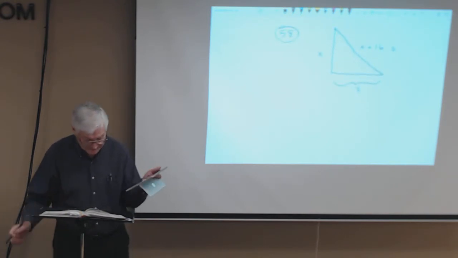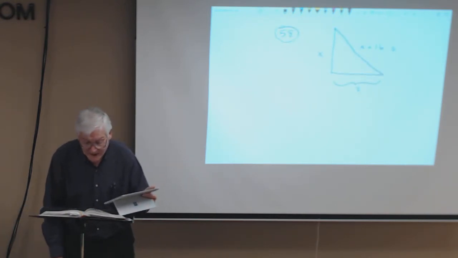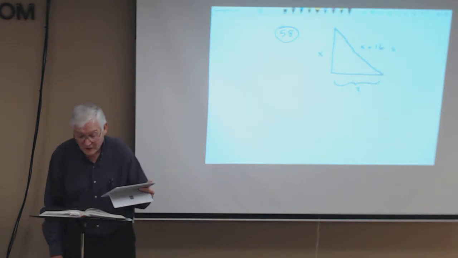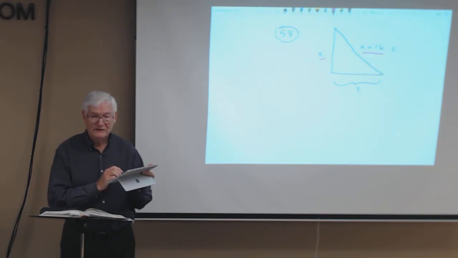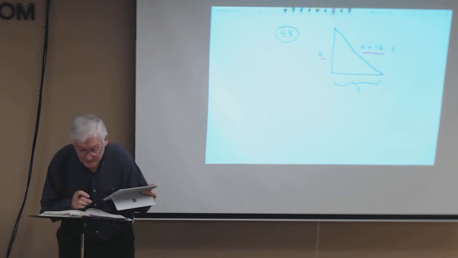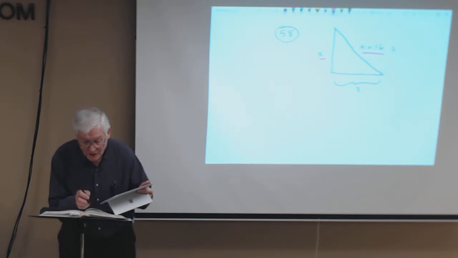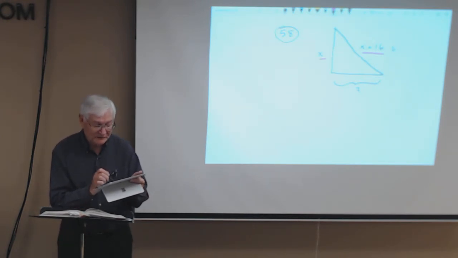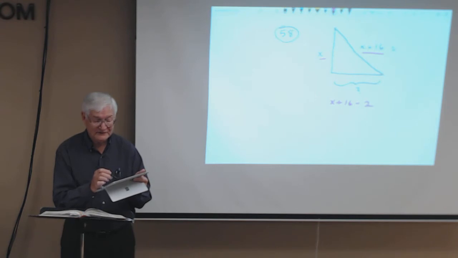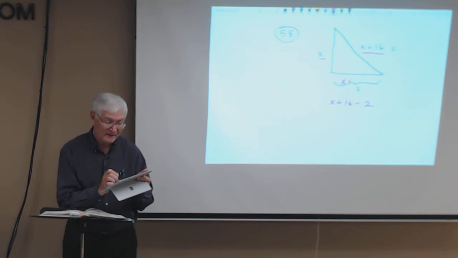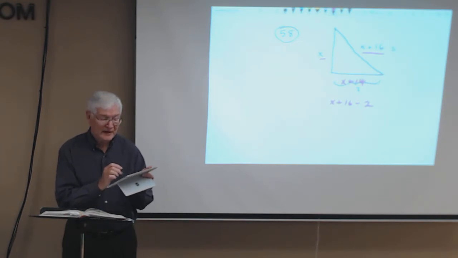Number 58 says the hypotenuse of a right triangle is 16 inches longer than the shortest leg. So I just wrote up here x plus 16 and called the shortest leg x. Then what does it say next on problem 58? That the hypotenuse is 2 inches longer than this side. So this side would be x plus 16 minus 2. Because this is 2 inches longer, that makes this one 2 inches shorter. So this one would be x plus 14.